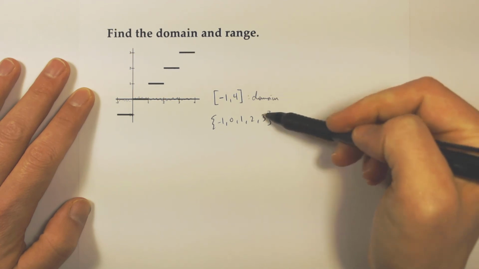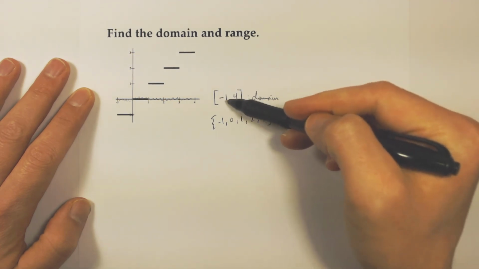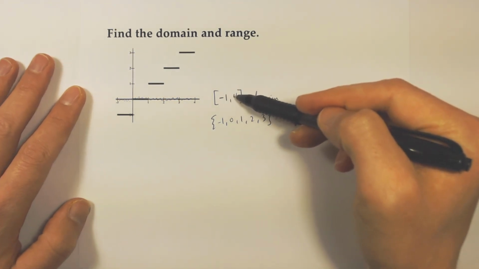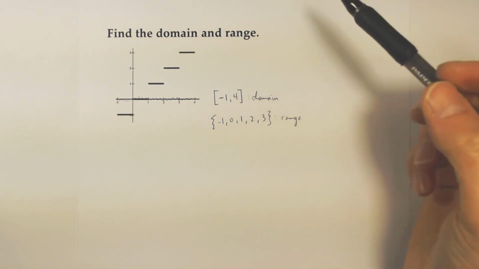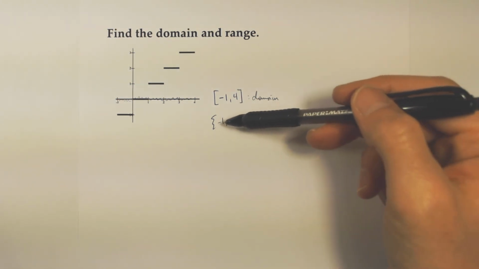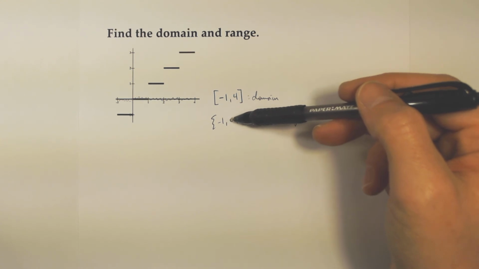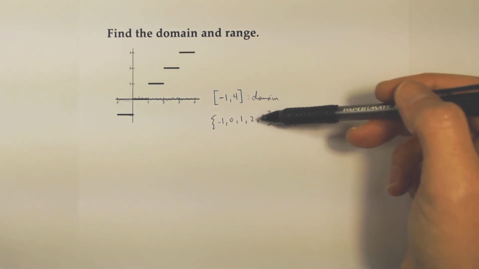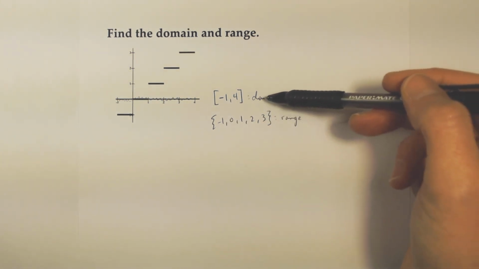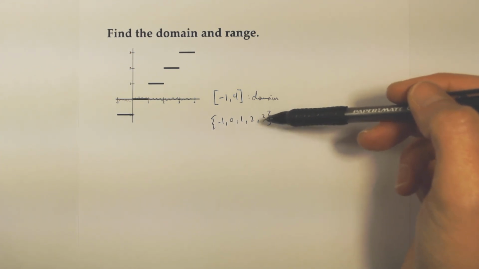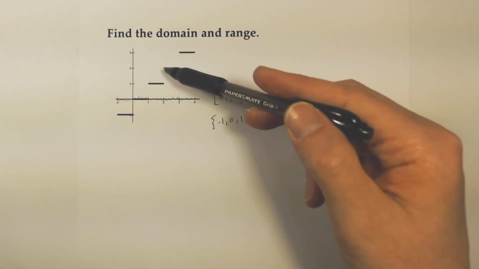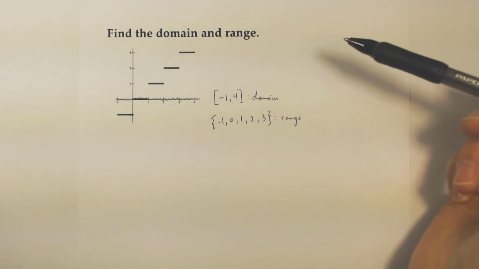So notice that we use interval notation for the domain because there's an infinite number of numbers. It's everything between -1 and 4. But for the range, we use the roster notation, which lists each of the individual elements of the set. There's only 5 things in the range, right? So there's quite a bit more in the domain than in the range here. And that's because of its step nature.